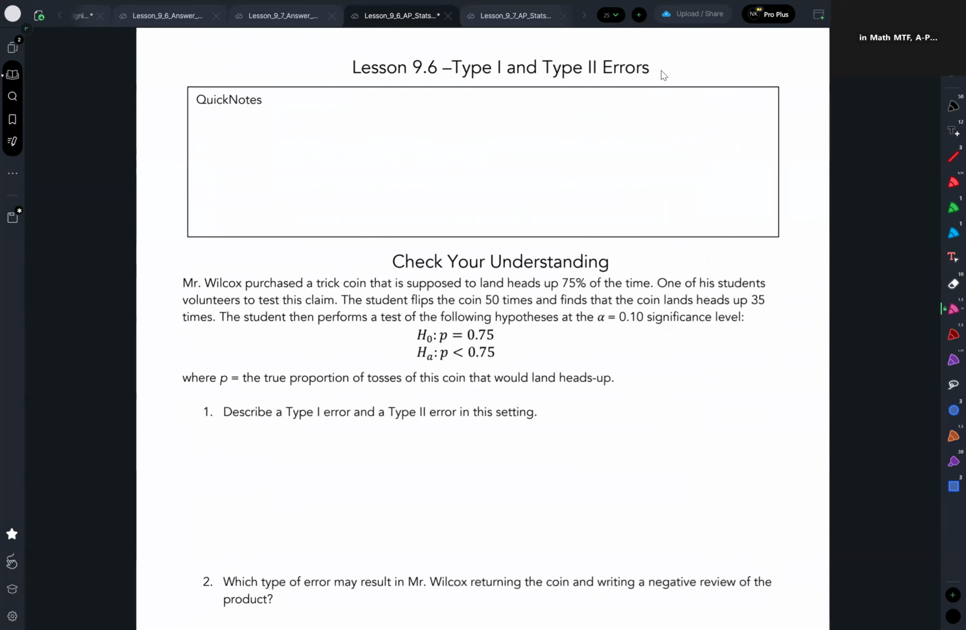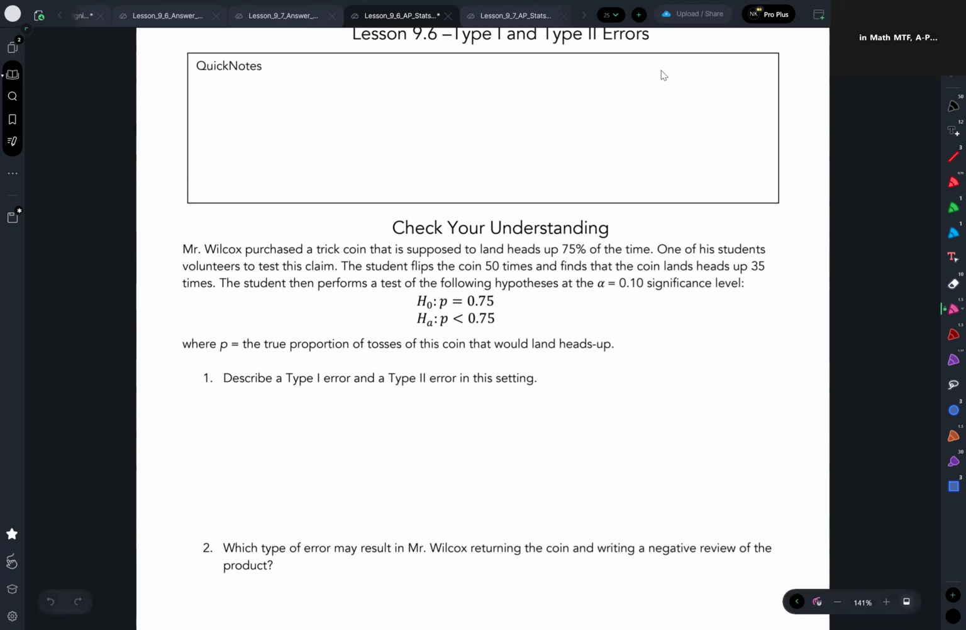So Mr. Wilcox purchased a trick coin that is supposed to land heads up 75% of the time. One of his students volunteers to test this claim. Student flips the coin 50 times and finds the coin lands heads up 35 times.